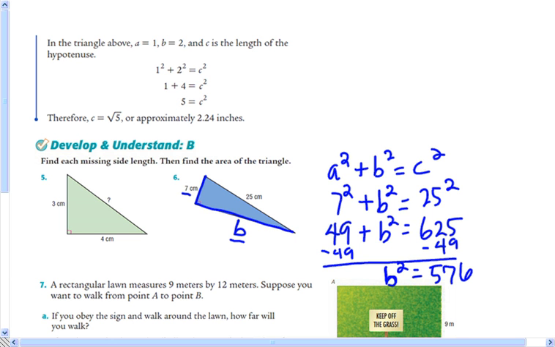And b squared equals, so now b is equal to the square root of 576, which I think comes out to 24. So my answer here is, the missing side is 24.